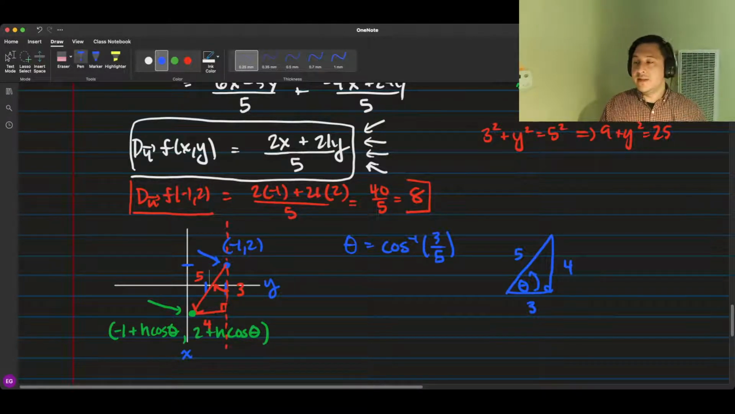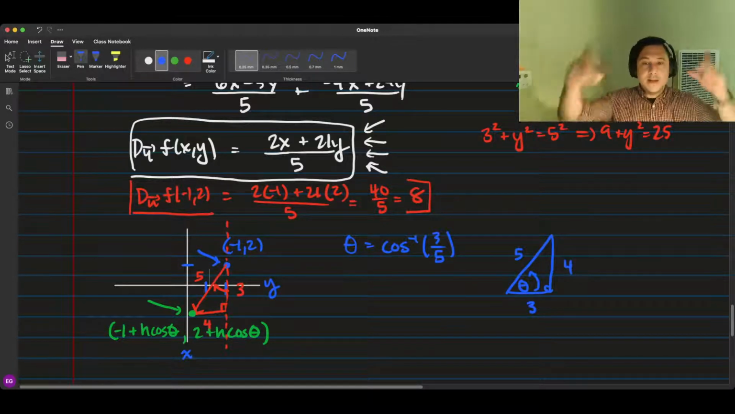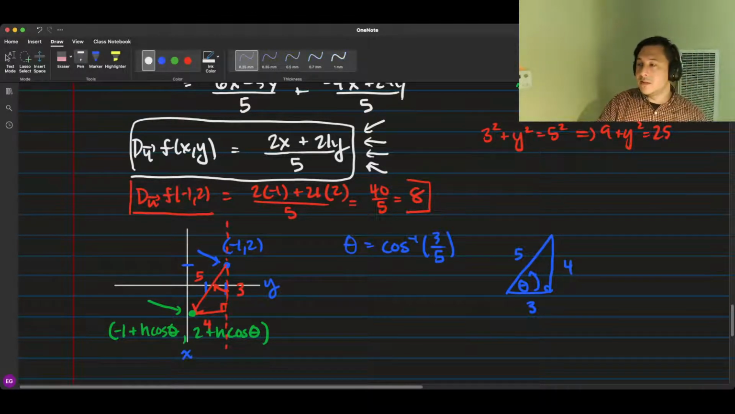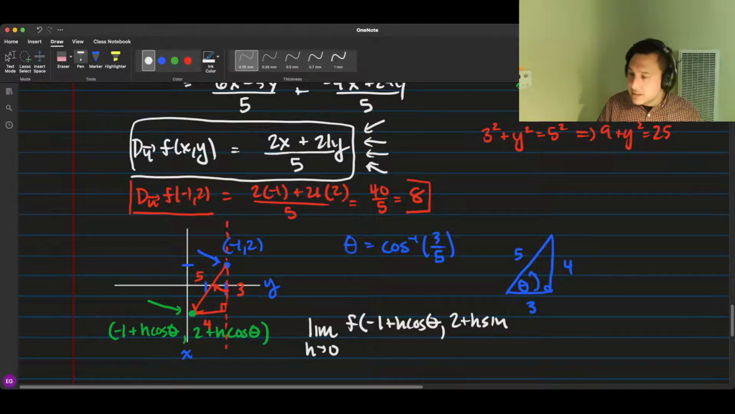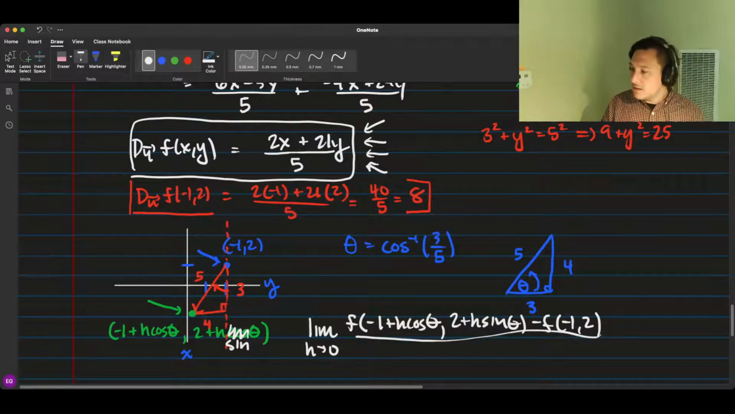So the directional derivative is saying, look, you have your point -1 comma 2. You move away in this direction theta and you get this green point, and then you're going to take the limit of those 2 points. So if I was to take the limit as h goes to 0 of f of -1 plus h cosine theta, comma, 2 plus h sine theta, minus f of -1 comma 2 all over h, if I take the limit of that secant line, my tangent line at the point ends up being 8. That's what that 8 means.